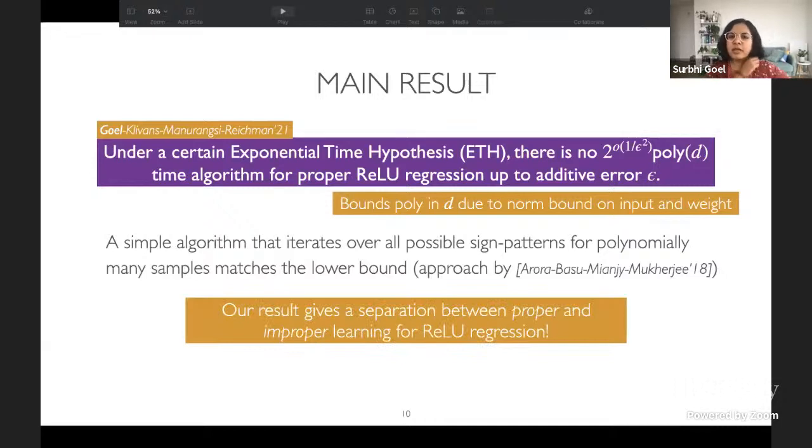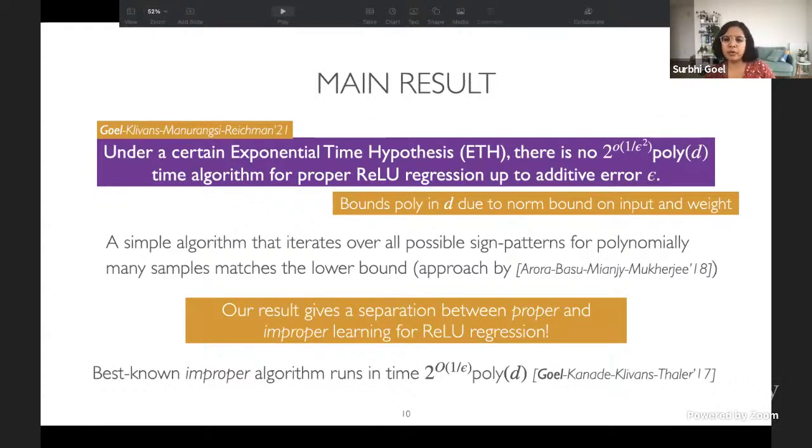And note that this actually gives us an interesting separation. So in fact, for improper learning, from a paper by me and my co-authors in 2017, we know that there is an improper algorithm for this, which runs in 2^(O(1/epsilon)) time, instead of having to pay this 1/epsilon squared. So this actually gives a separation between proper and improper learning for this particular setup, assuming this particular hardness assumption.